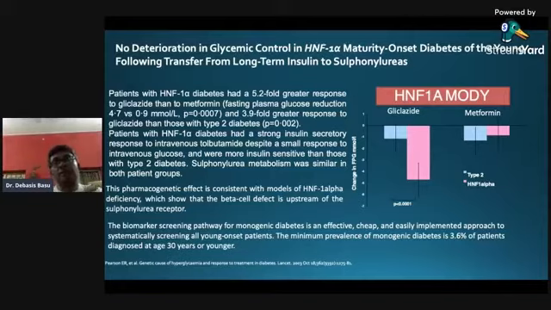You see, patients with HNF1 alpha diabetes had a 5.2 fold greater response to gliclazide than to metformin, and a 3.9 fold greater response to gliclazide than those with type 2 diabetes. So you understand, this person who can be easily corrected with gliclazide, we are perhaps wasting time with him either on metformin or on insulin, but only a sulfonylurea would have helped him.